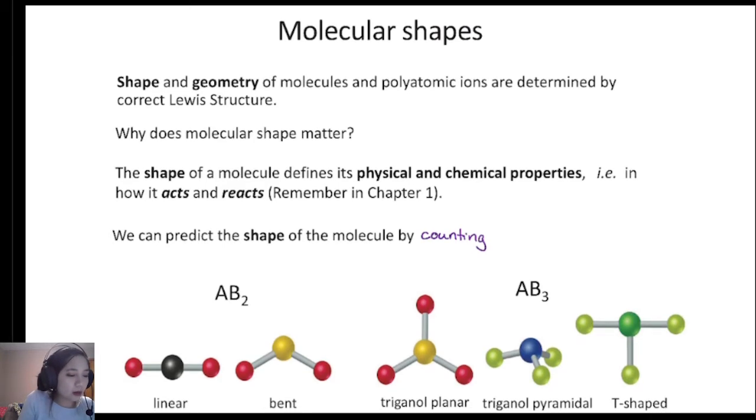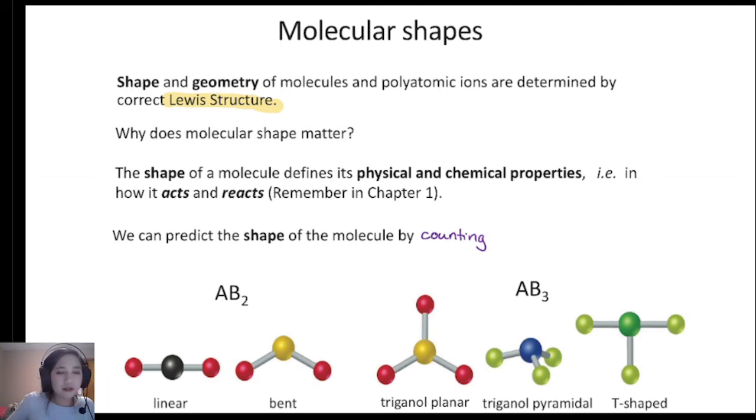The shape and geometry of molecules are determined by their correct Lewis structure. So that's why we're going from Lewis structures to shapes, because they're directly related to one another. So why does shape matter? Well, if you remember from chapter 1, we talked about how the shape of a molecule defines its physical and chemical properties. So essentially how it acts and reacts in the chemical equations and reactions that we study.